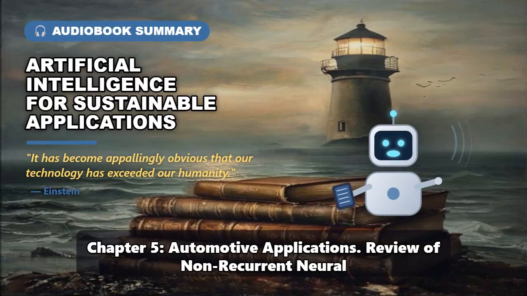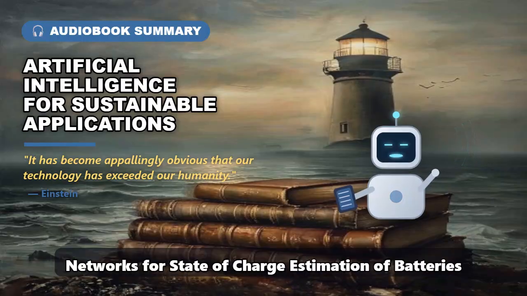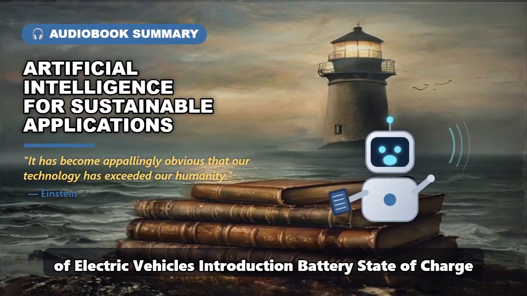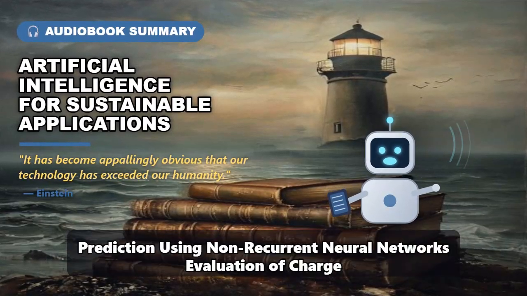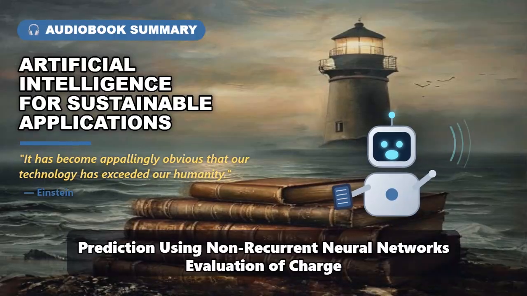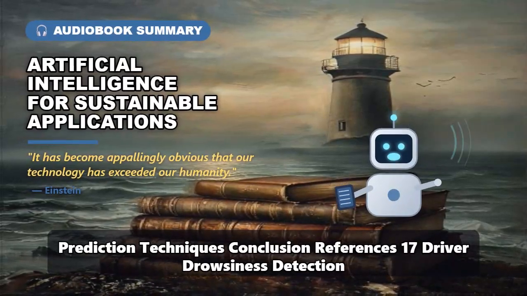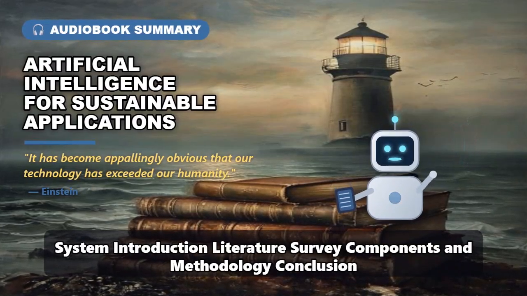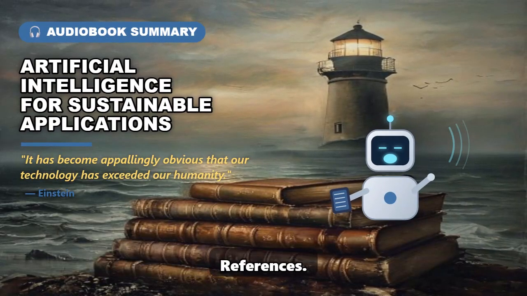Chapter 5: Automotive Applications. Review of non-recurrent neural networks for state of charge estimation of batteries of electric vehicles. Introduction. Battery state of charge prediction using non-recurrent neural networks. Evaluation of charge prediction techniques. Conclusion. References: 17. Driver drowsiness detection system. Introduction. Literature survey, components and methodology. Conclusion. References.